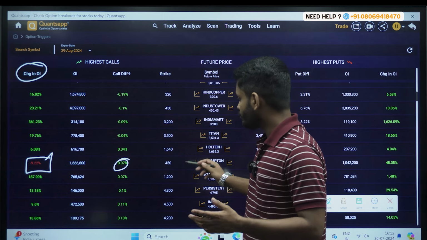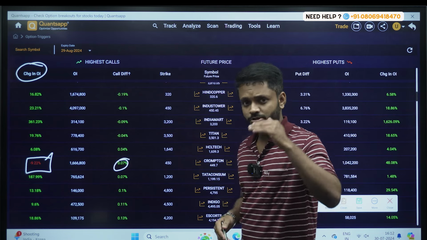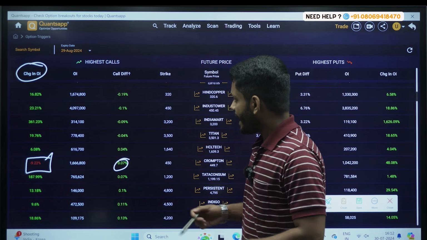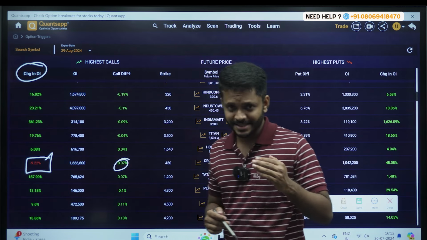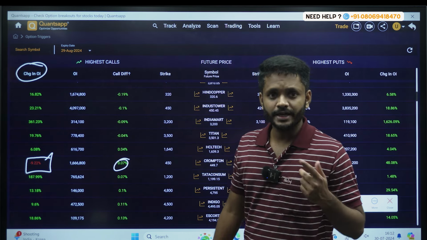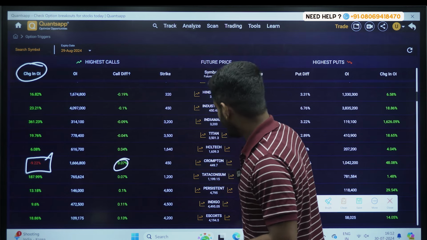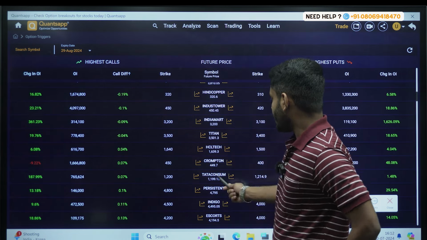You are simply supposed to find out those stocks where the call difference is between 0 to 1. That means the stock is close to its resistance. And if the stock is close to its resistance and at that resistance level, if you see the call writers unwinding their positions, then you can expect a good move on the upside. Correct? Now you check out Tata Consumers.